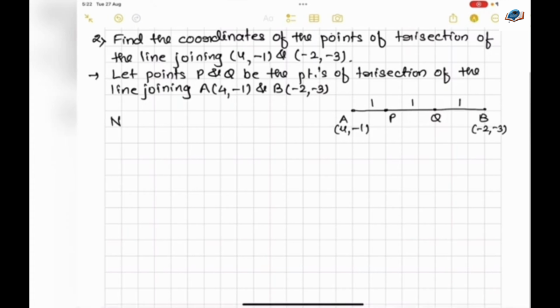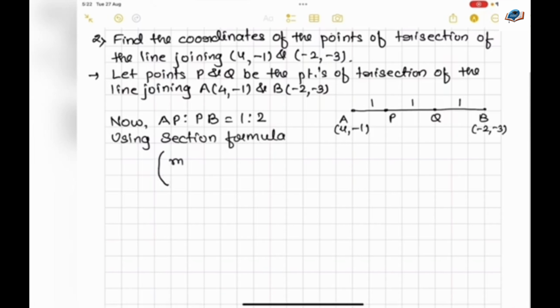Now AP is to PB equal to 1 is to 2. So using the section formula, that is (m1 x2 plus m2 x1) upon (m1 plus m2), comma (m1 y2 plus m2 y1) upon (m1 plus m2).